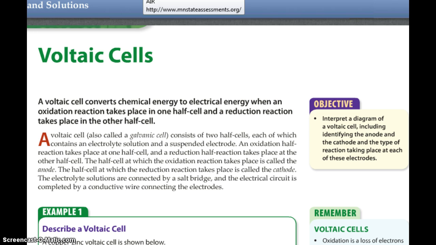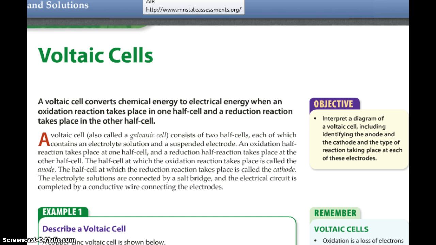A voltaic cell, also called a galvanic cell, consists of two half cells, each of which contains an electrolyte solution and a suspended electrode. An oxidation half reaction takes place at one half cell, or in other words, one part, and a reduction reaction takes place at the other half cell.